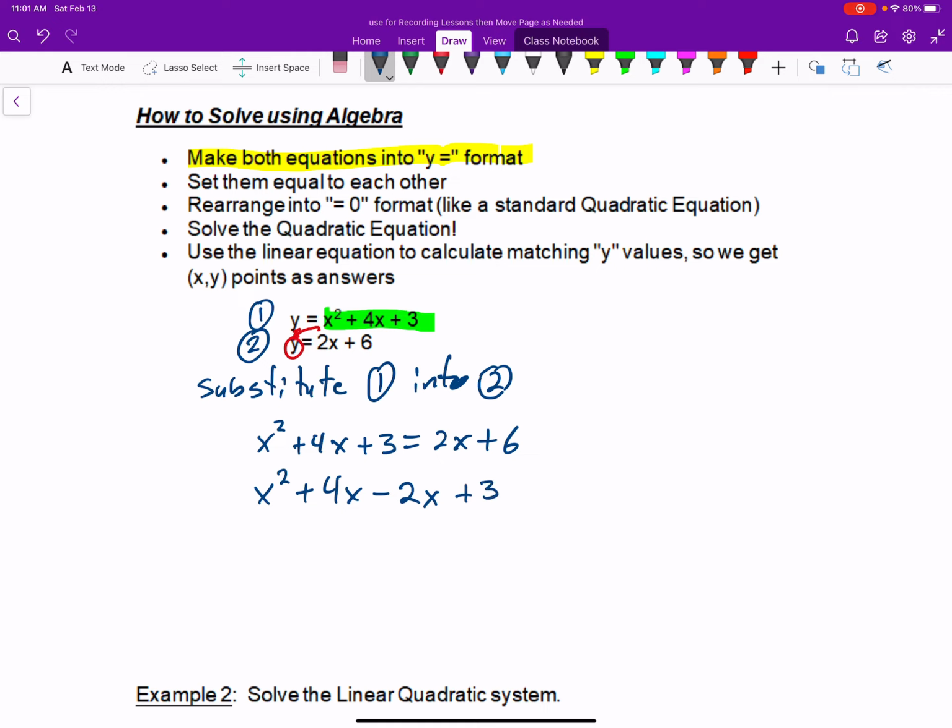Then I'm going to have the plus 3, and then I'm going to have the minus 6. So I'm changing the 2x and the 6 to negative because I'm bringing them to the other side, right? Then I'm going to simplify. So I still just have x squared, but 4x minus 2x equals 2x, and 3 minus 6 equals negative 3.